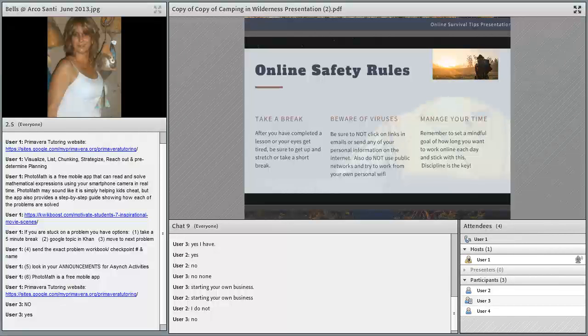Another safety rule would be beware of viruses. So if you get an email on your Primavera account and it's not specifically from your teacher and you don't know who it's from, do not click on it. Do not click on any of the links. Okay?